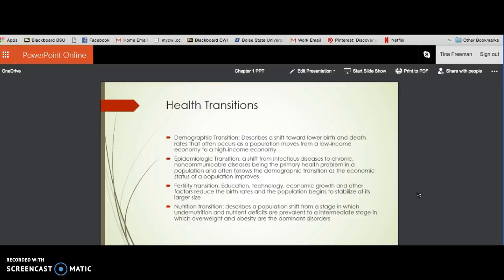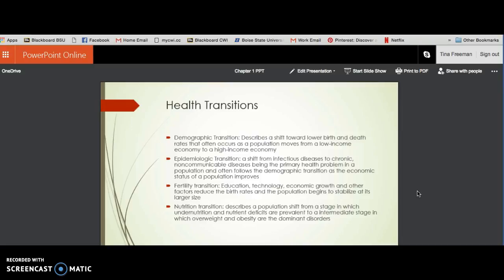So, a few health transitions to note, and I will be really good about telling you when something's going to be on a test. This particular slide will be on a test at some point, whether it's a quiz, more likely it will be on the final exam. So knowing these health transitions that are taking place globally. We have demographic transitions, which is the shift toward lower birth and death rates. This occurs often as a population moves from a low income to a high income economy.